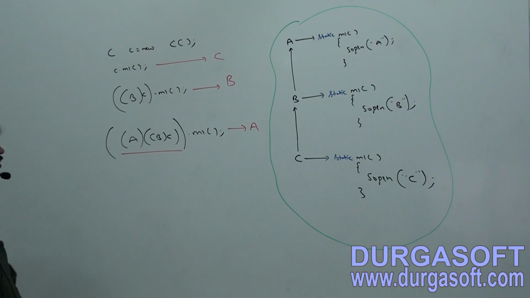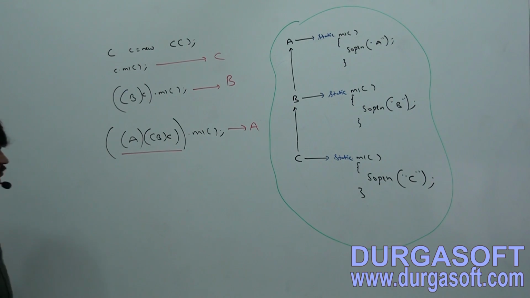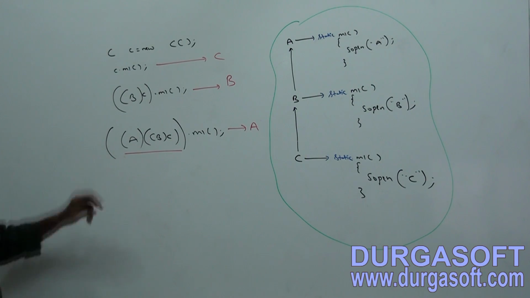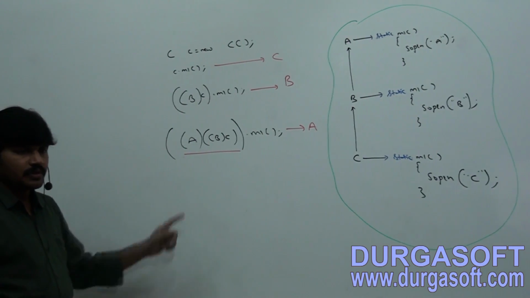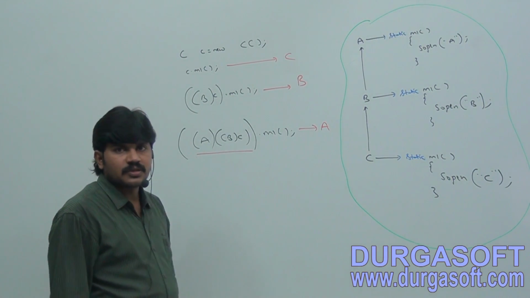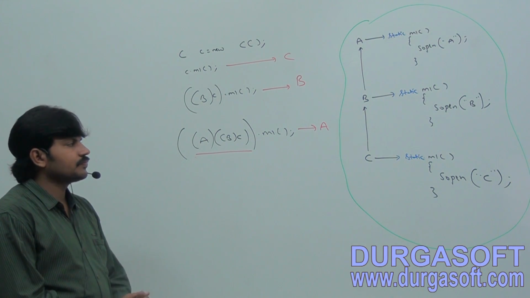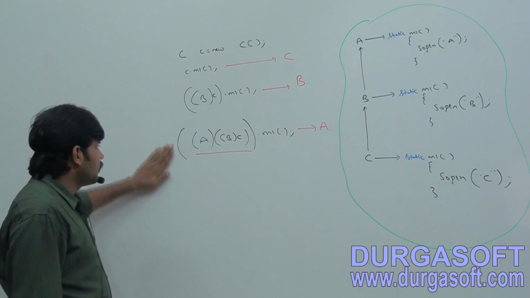C is equal to new C, C dot M1. C trying to typecast to the B type dot M1. C trying to typecast to the A type dot M1. Okay, completed, I hope.